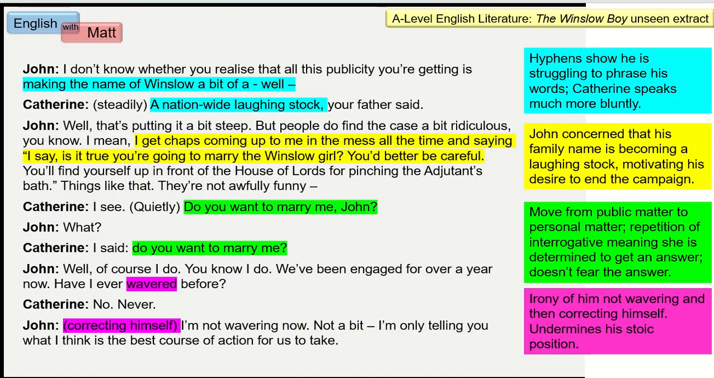Okay, so the end of this extract, therefore, moves away from the discussion of the case specifically to their engagement. And the belief here, of course, is that their engagement is starting to show cracks because of the effect that this campaign is having on them and also their relationship.